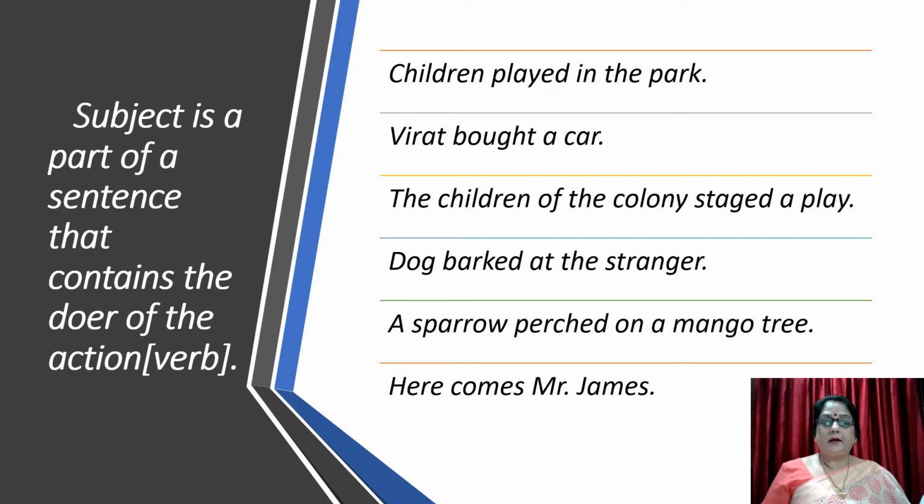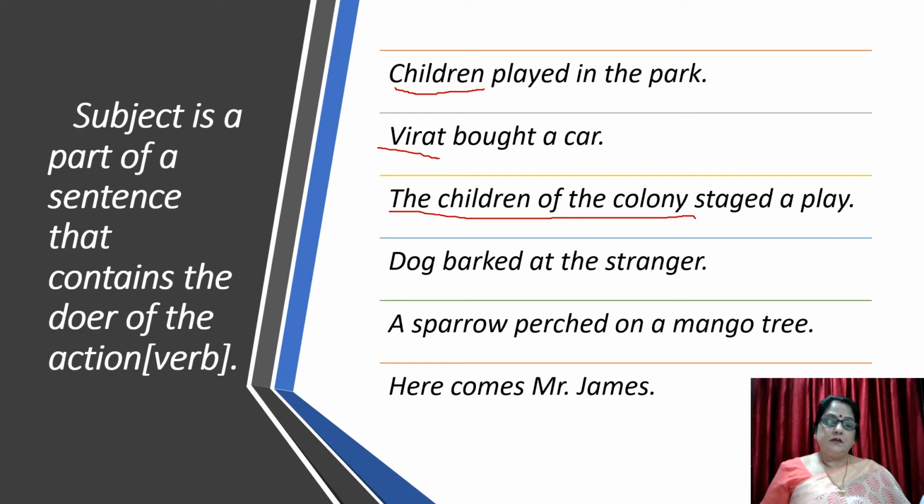Children played in the park. Now, who is doing the action of playing? Children, isn't it? So, children is subject here. Virat bought a car. Who bought a car? Who's the doer here? Virat. He bought a car. The children of the colony staged a play. Who staged a play? The children of the colony. Alright.